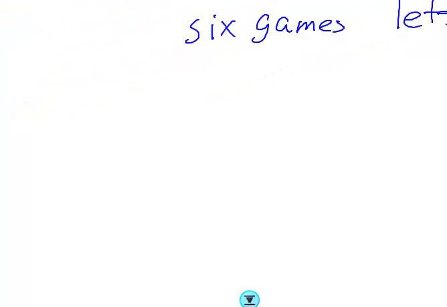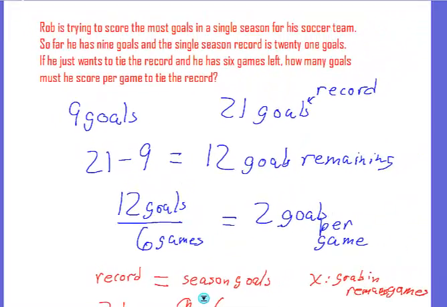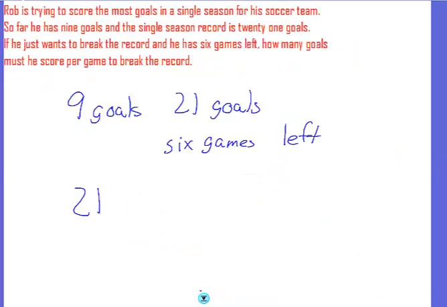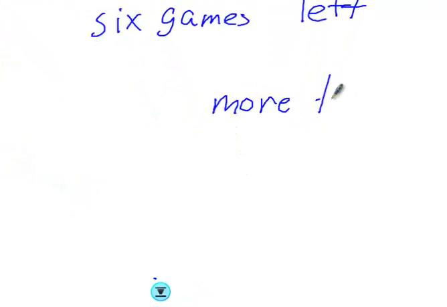All right. So we look at this, and we know he has 21 goals. All right. Then we know that we're going to have something here. But basically, you know that he wants to break the record. So if we go back here, we know that in order to tie the record, he needs to score 2 goals per game. So if he wants to break the record, what he has to do is score more than 2 goals per game. So he has to score more than 2 goals.